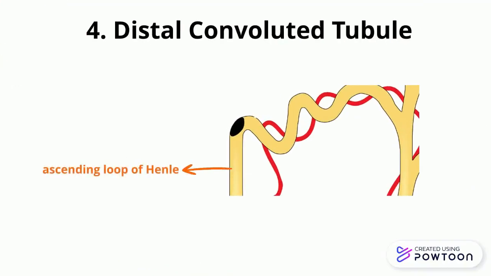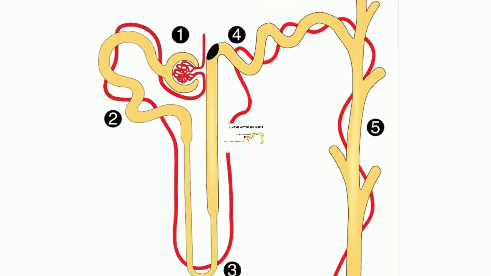The distal convoluted tubule is a short stretch of the kidney where the mineral ion concentrations of the urine go through one final adjustment and can be removed by active transport.